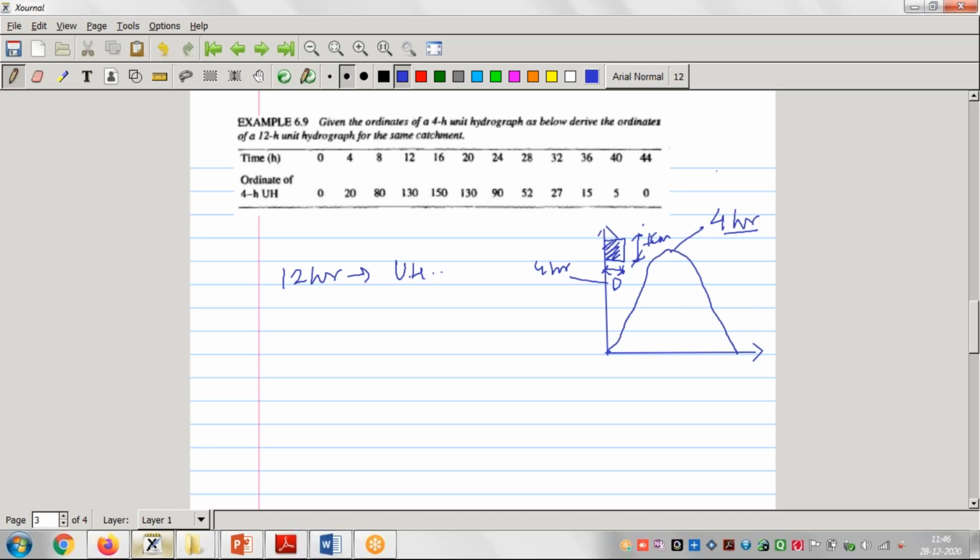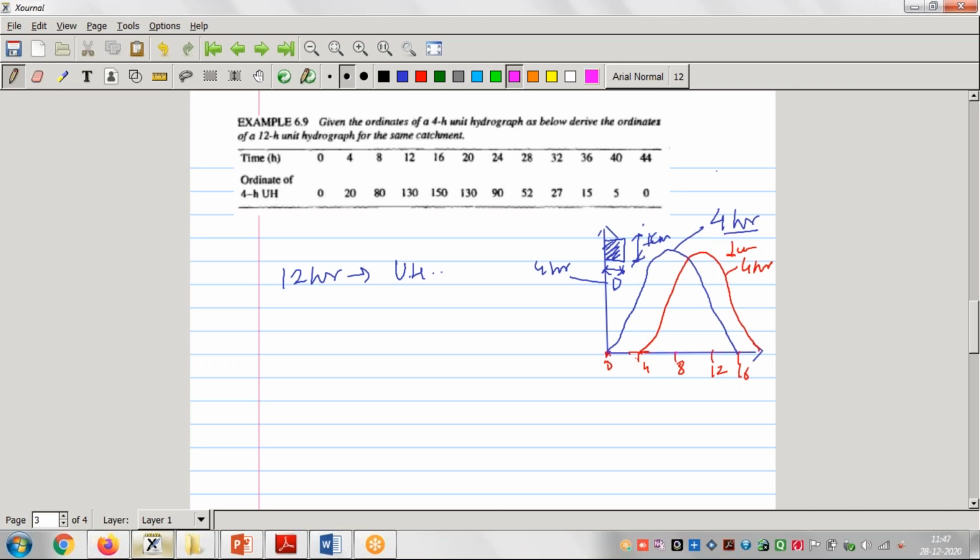So what we have to do: see, this is my 4 hours. If I draw the same graph again, just after 4 hours, suppose this is 0, this is 4 hours, this is 8 hours, this is 12 hours, and likewise this is 16 hours. If I draw the same graph after 4 hours, it will be like this. This graph is again for 4 hours and 1 centimeter rainfall. Is it okay? My point is clear.